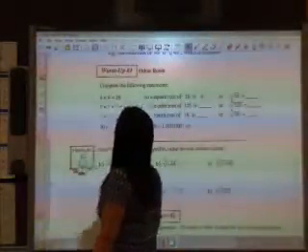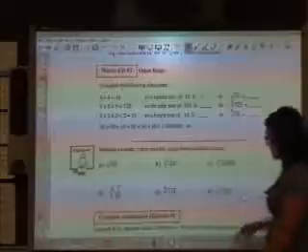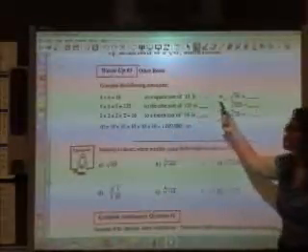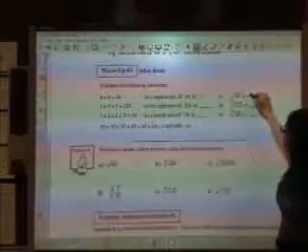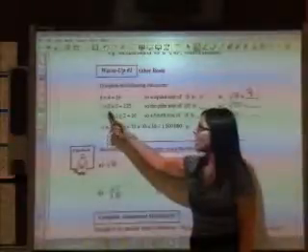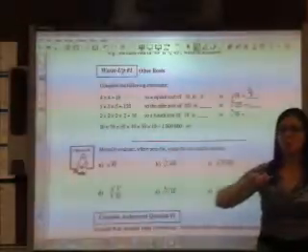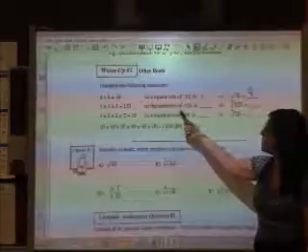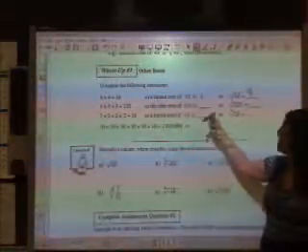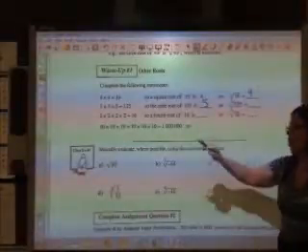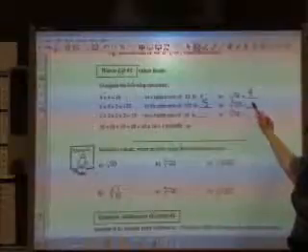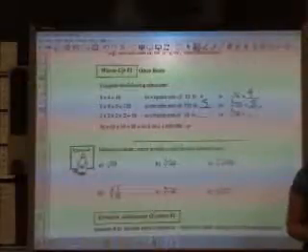So if 4 times 4 is equal to 16, the square root of 16 would be equal to 4, or the square root of 16 equals 4. If 5 times 5 times 5 is 125, we can say the cube root of 125 is 5. Or symbolically, we can write it as the cube root of 125 equals 5.